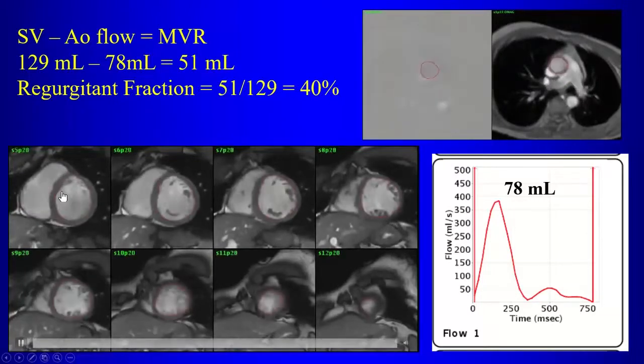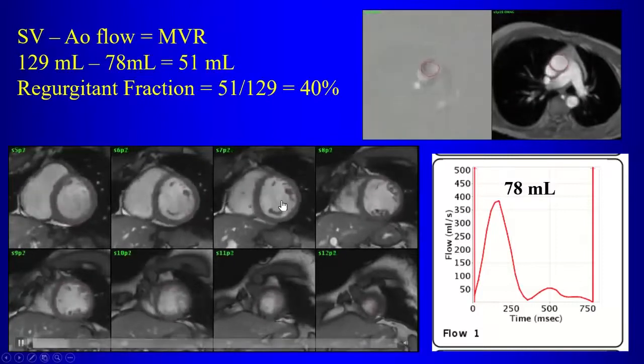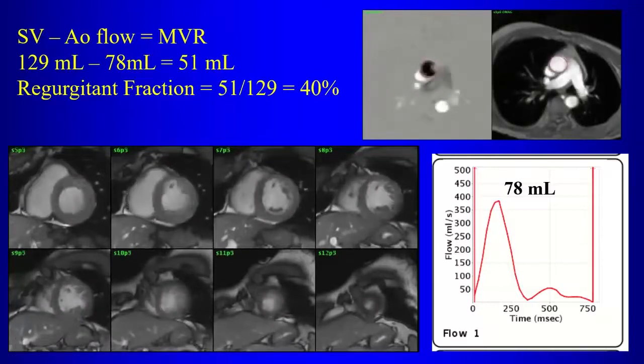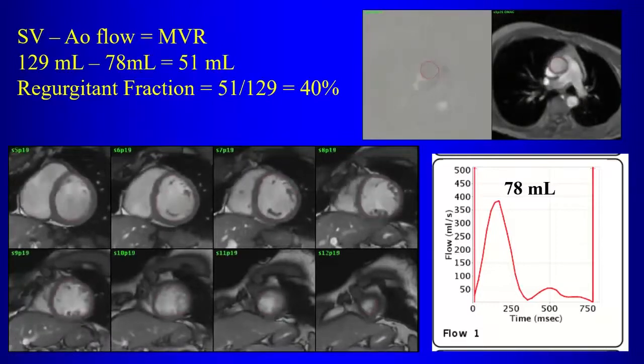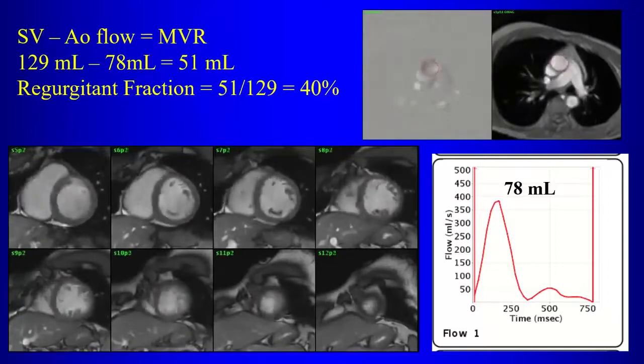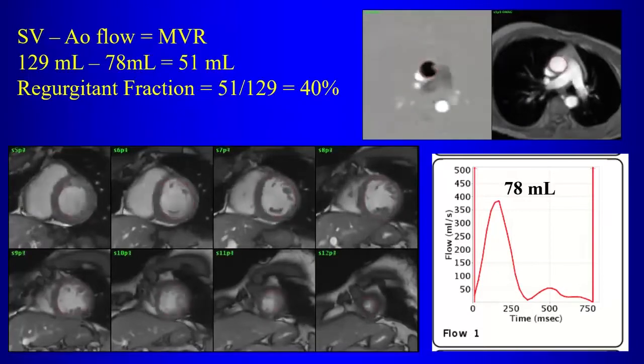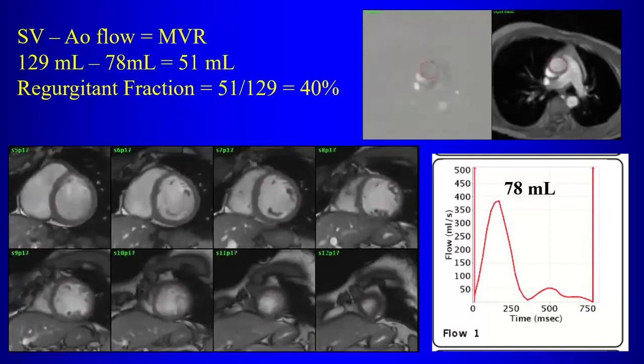Well, to do this, we need to calculate the stroke volume and the aortic flow. The stroke volume we can calculate from our short axis images. If we take the difference in volume in the left ventricle between systole and diastole, that is our stroke volume. So that is all of the volume that is ejected by the left ventricle.